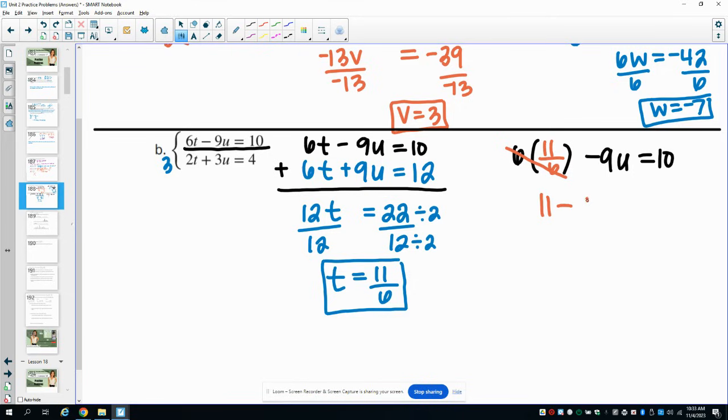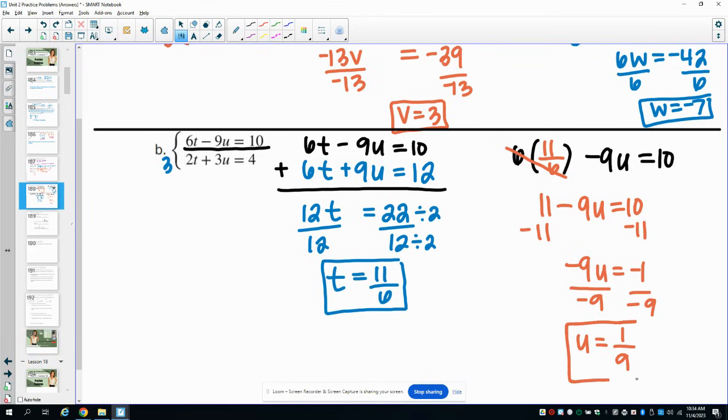So you get 11 minus 9u equals 10. So we'll subtract 11 from both sides, and we get -9u equals -1. So then we can divide by -9, and we get u equals positive 1 over 9 because those negatives will cancel.